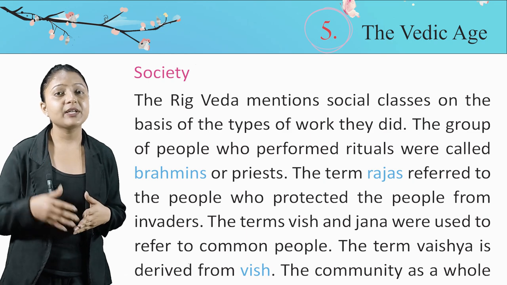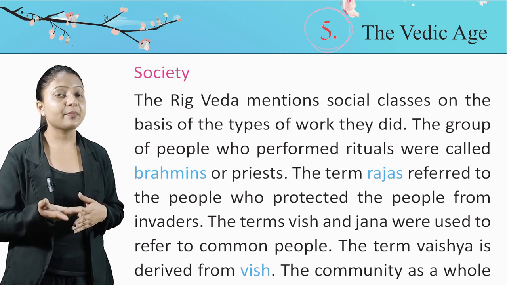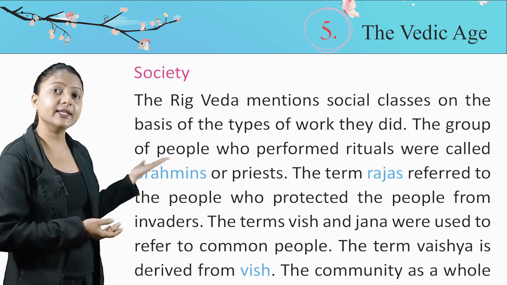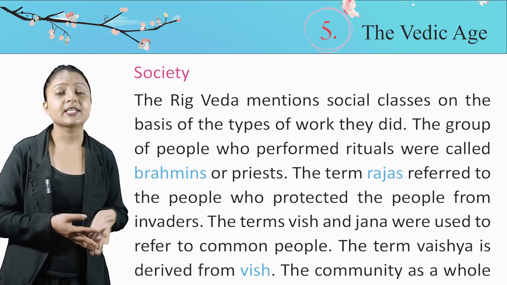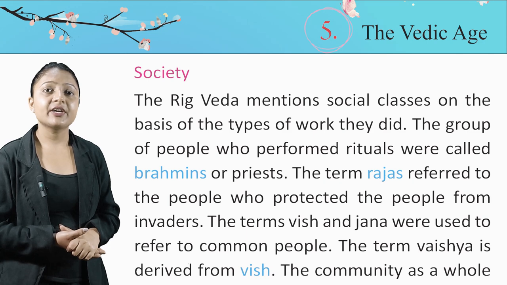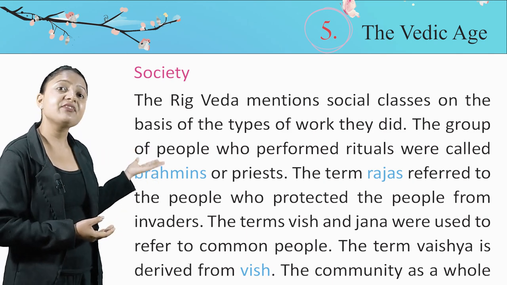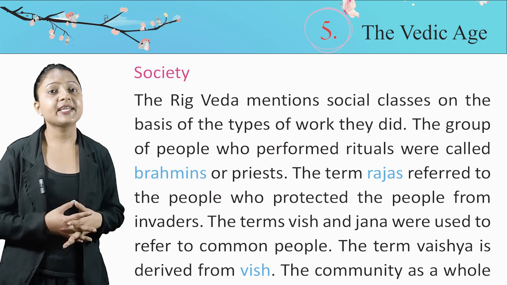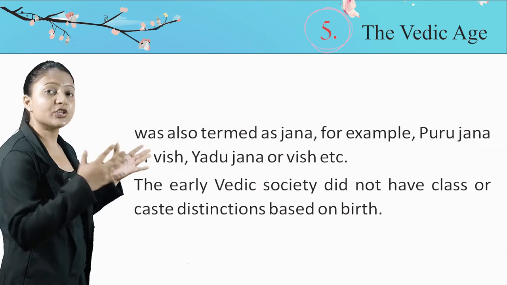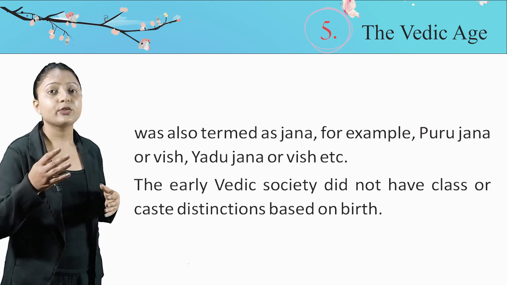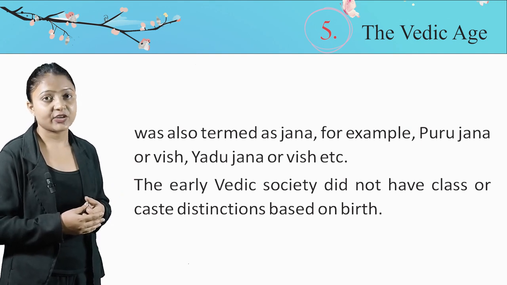Society. The Rig Veda mentions social classes on the basis of the types of work they did. The group of people who performed rituals were called Brahmins or priests. The term Rajas referred to the people who protected the people from the invaders. The terms Vish and Jana were used to refer to common people. The term Vaishya is derived from Vish. The community as a whole were also termed as Jana. For example, Purujana or Vish, Yadujana or Vish, etc.